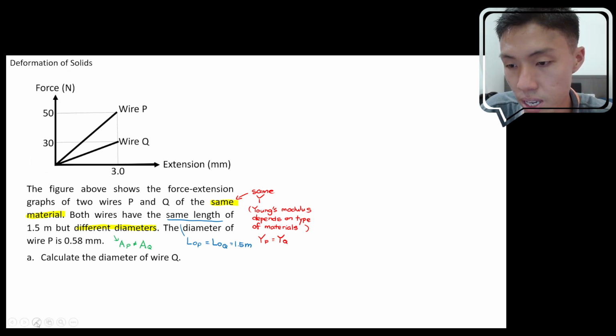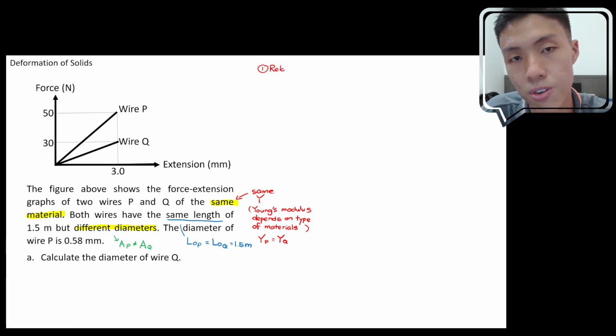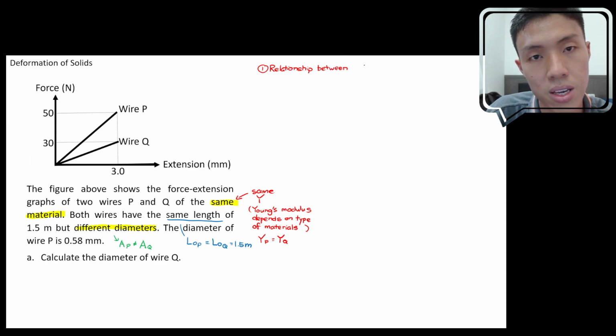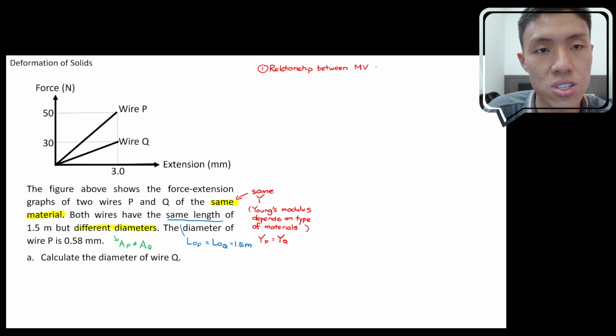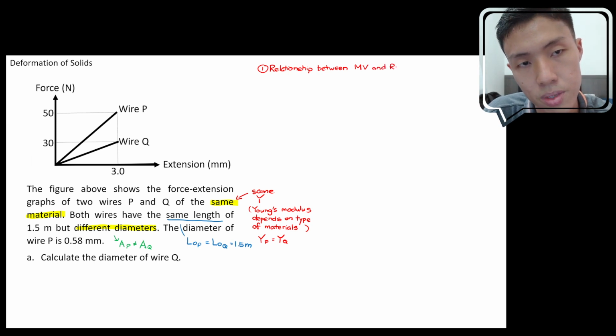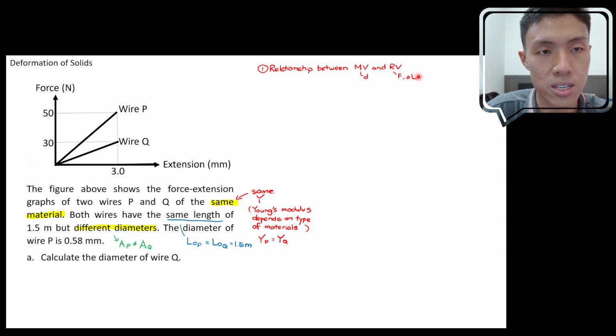The first step would be to determine the relationship between the manipulated variable and the responding variable. What are we manipulating? The diameter, right? We are manipulating the diameter, then as a result, they experience different force and different extension. So we want an equation that relates the diameter, the force, and also the extension.